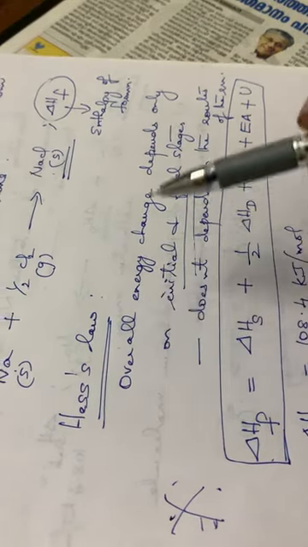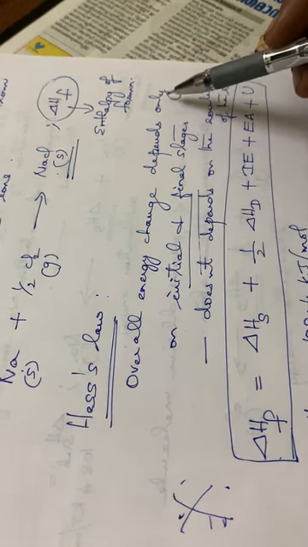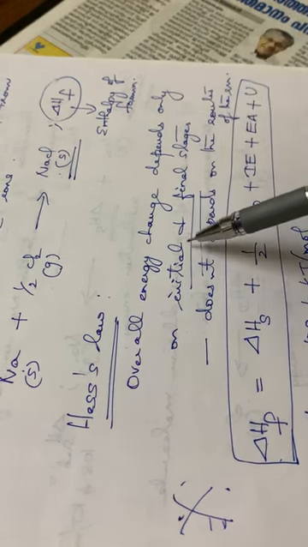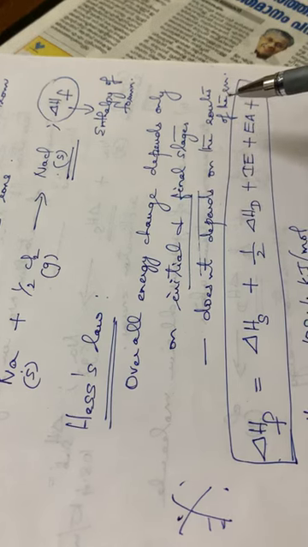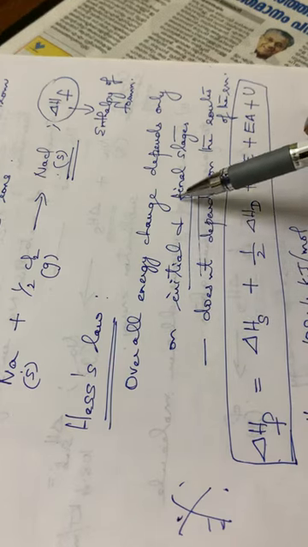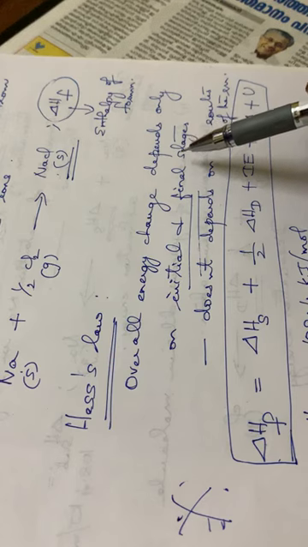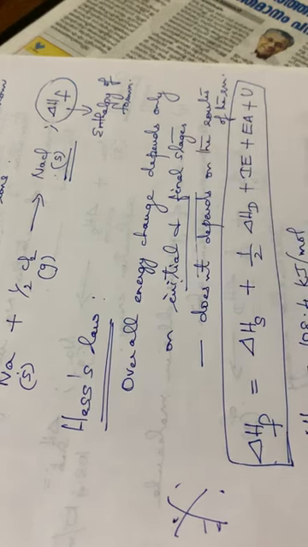Then you have to see what Hess's law is. Hess's law states that the overall energy change depends only on the initial as well as the final states of the reaction. That means it does not depend upon the steps involved in that particular reaction. So Hess's law states that the overall energy change in a chemical reaction depends only on the initial and final states.